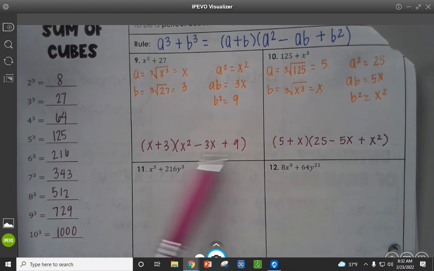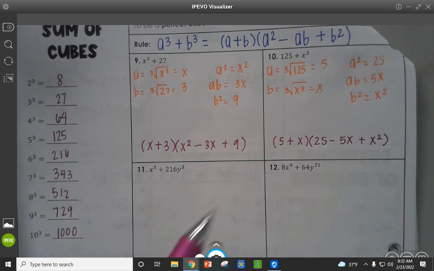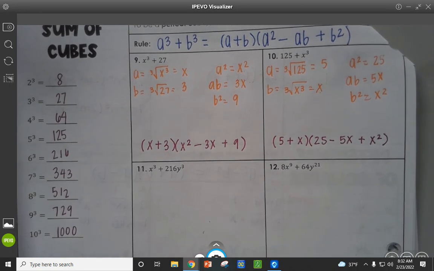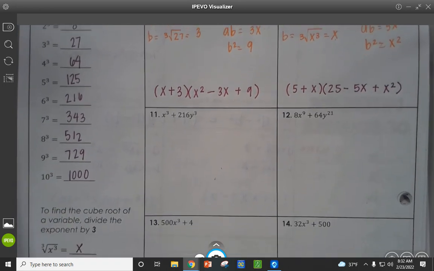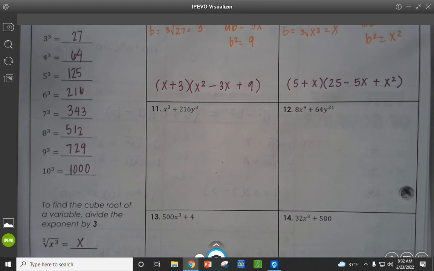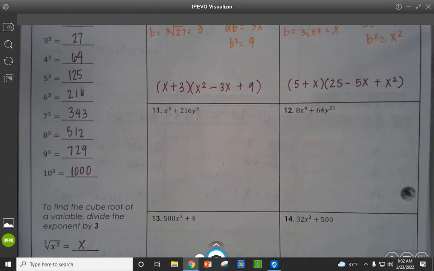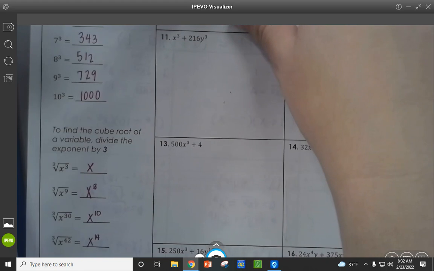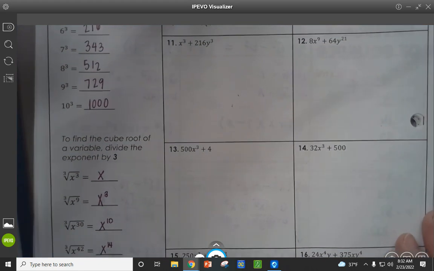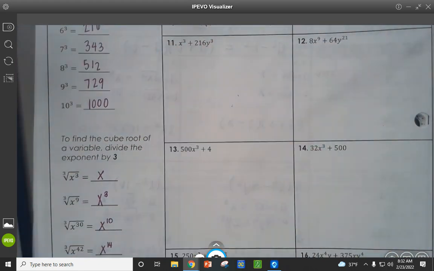Remember, we are supposed to be looking for GCFs in these. I haven't really been doing that because I know these first two don't have one. Questions? Number 11. There's no GCF because those letters are different.